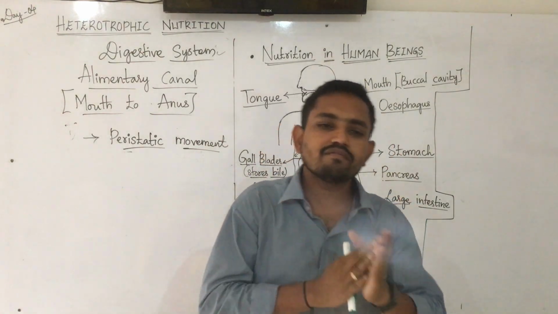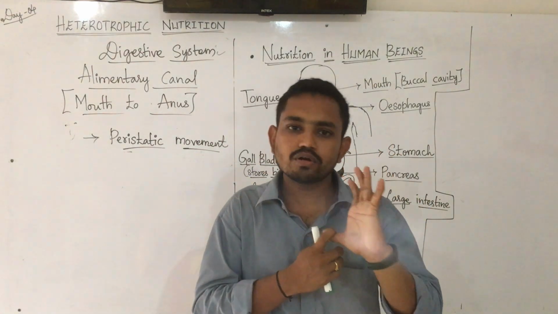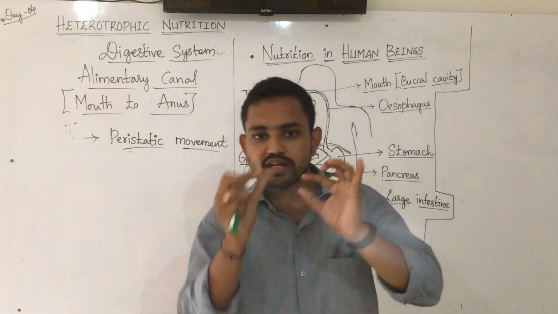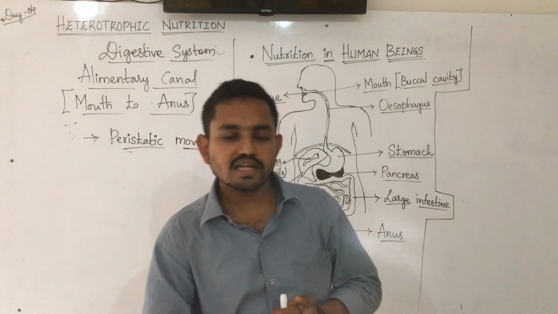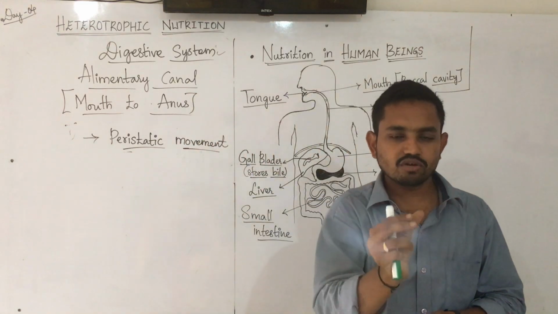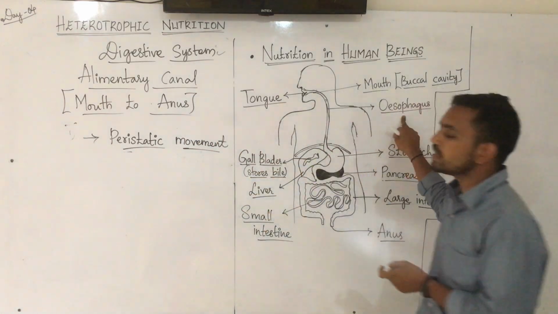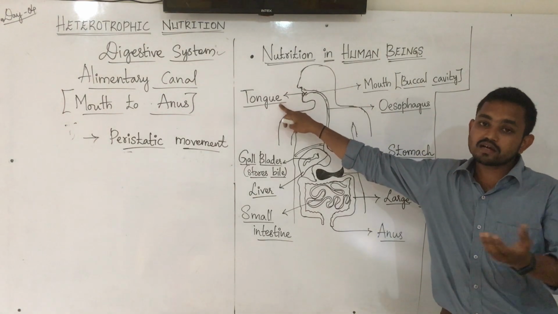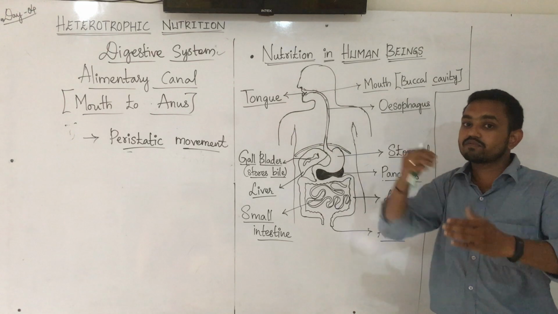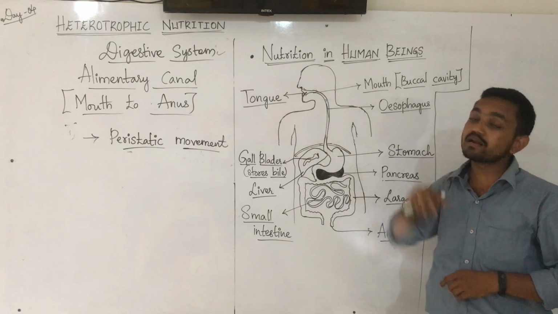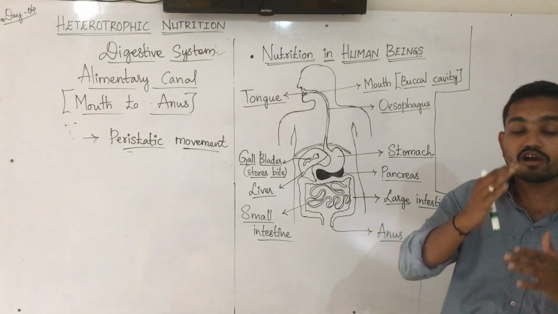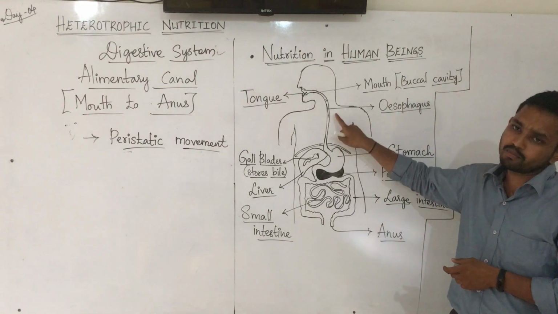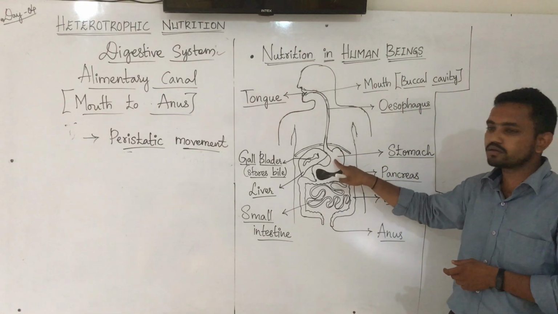When we take the mouth, you have to tell about teeth, tongue, salivary glands. After the mouth, there is a connection, a mediator, which we call the esophagus. In the esophagus, peristaltic movement takes place. With the help of the tongue, taste is sensed and the rolling process is done. With the help of teeth, cutting and grinding of the food particles is done. Slowly, after the peristaltic movement, the food will enter the stomach.